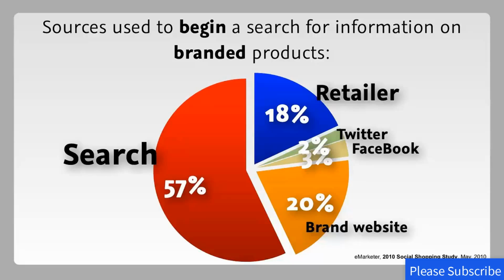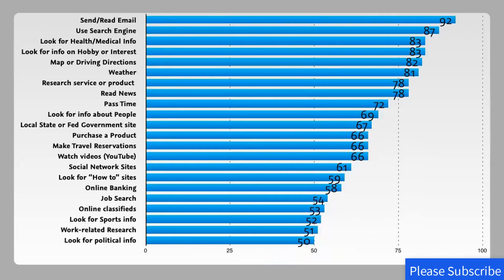Search is completely different because search relies on people finding you when they want what you have. And so even when people are beginning a search on a branded product, the majority will go to a search engine first because they want to see the breadth of information that's contained online rather than just going to the brand website. In fact, people go online for just about anything.